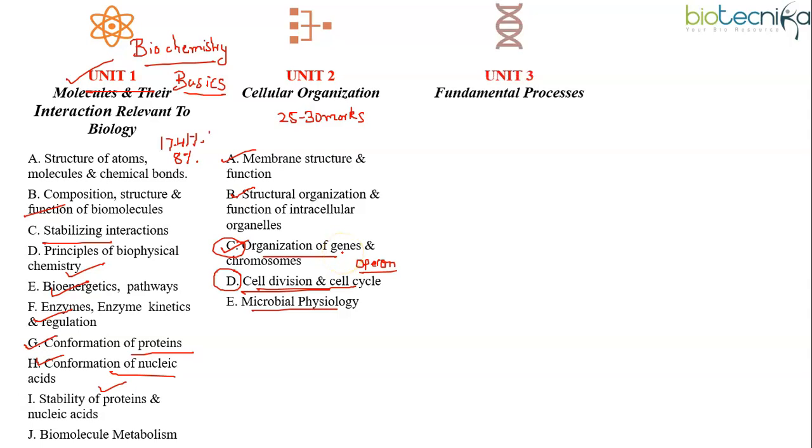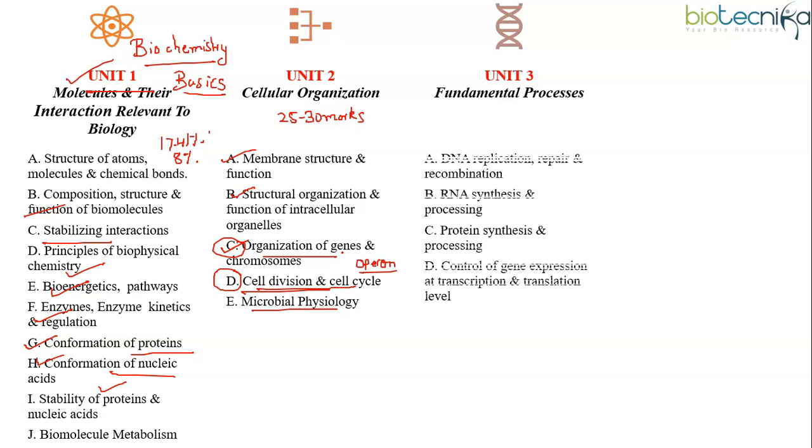Then once you're done with Unit 2, move over to Unit 3. So Unit 3 gives information on the fundamental processes in detail. So here you study about DNA replication, repair and recombination. You study about RNA synthesis and processing, protein synthesis and processing, control of gene expression at transcription and translation level.